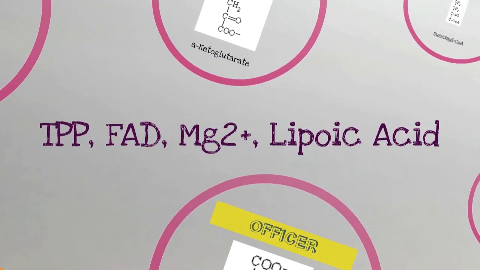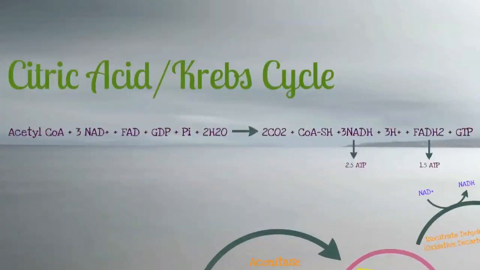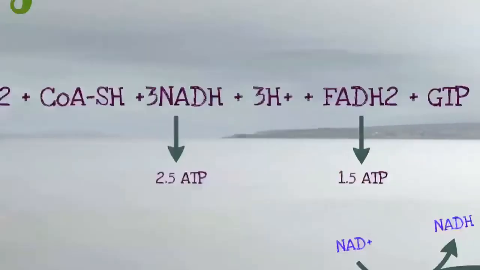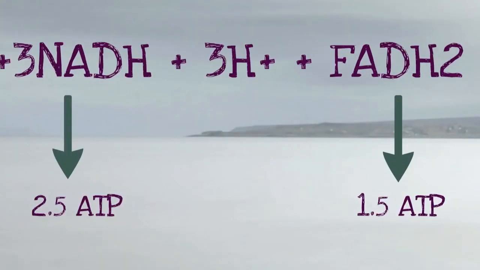The coenzymes that aid in this cycle include TPP, derived from thiamine, FAD, derived from riboflavin, Mg2+, which is utilized in any kinase activity or enzyme that utilizes energy from NTPs, and lipoic acid. All in all, we get our final net reaction as shown here. Take note that each NADH produces 2.5 ATP and each FADH2 produces 1.5 ATP in the electron transport chain.